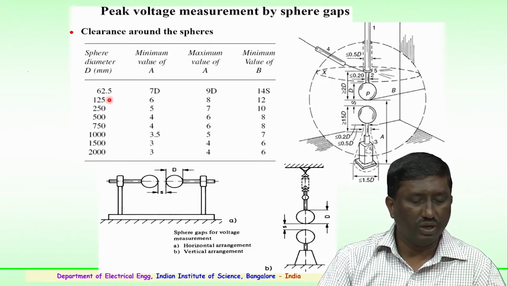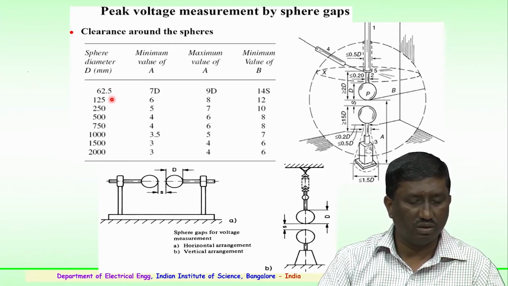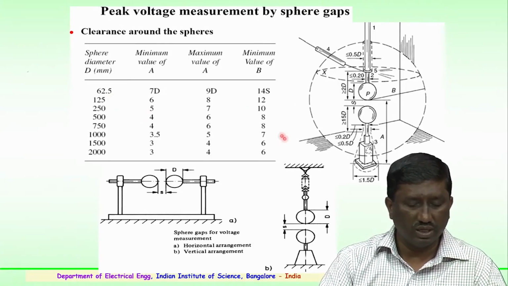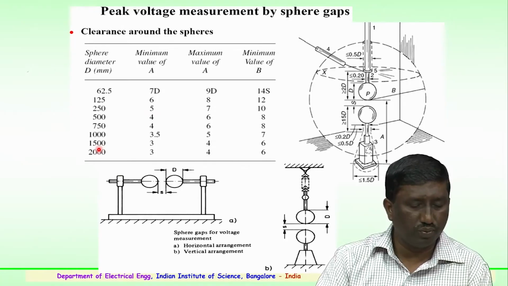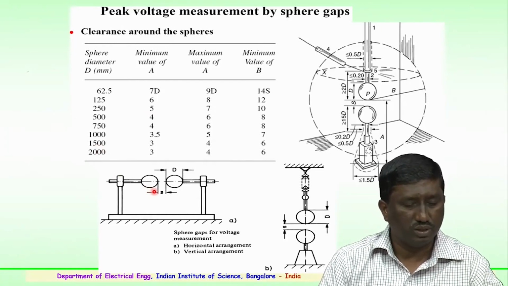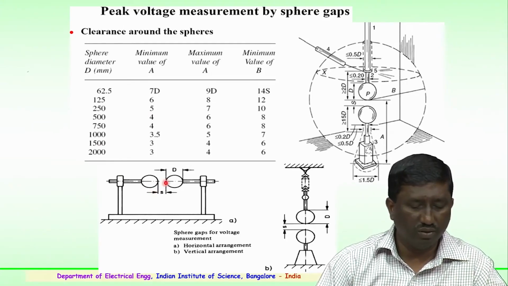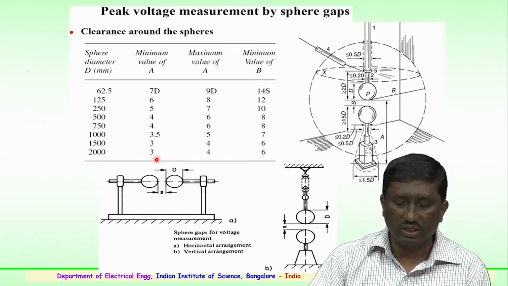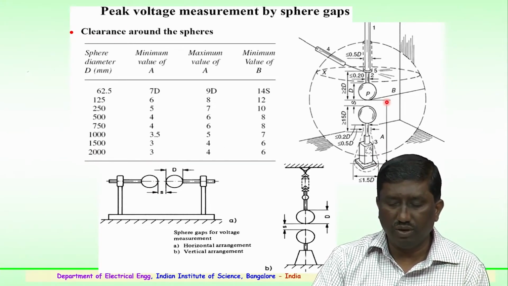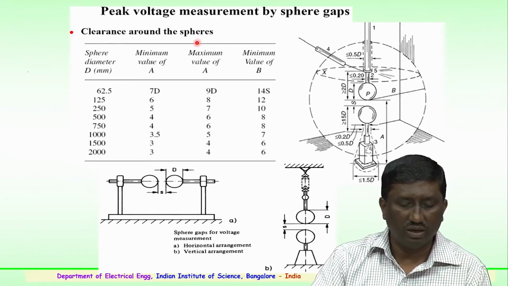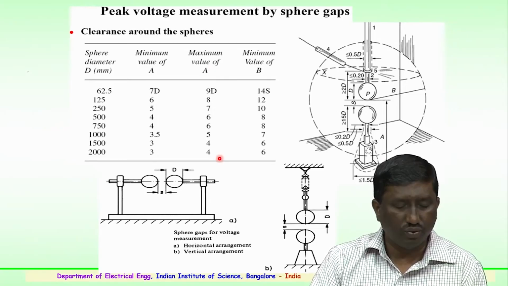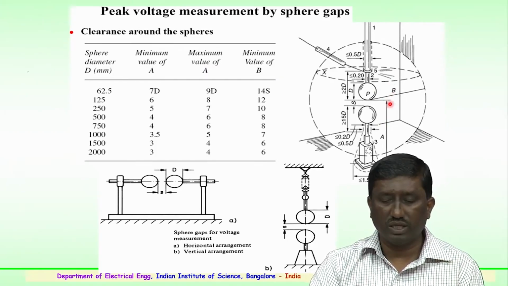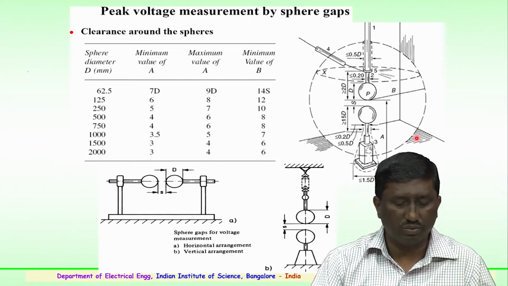So, similarly, when you increase the sphere diameter, you can see the values also change. For example, for a 2 meter, that is 2000 mm sphere gap assembly, the minimum value will be 3 times of the D, that is 2 into 3, 6 meters. So, the A will be minimum 6 meters from the ground and the maximum value will be 4 into 2, 8 meters. So, 8 meters will be the maximum value which could be taken, or the minimum has to be 6 meters.